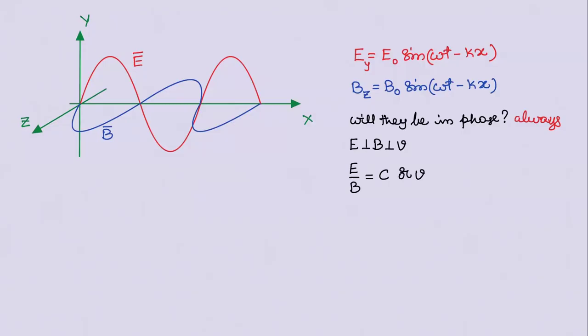Observe in terms of direction, E cross B must be the direction of V. The cap means direction only we have to take. Electric field you take, magnetic field you take. If you take the cross product, E cross B will be like this. That will be the direction of the wave. So that means if the wave is traveling in the negative x-axis, then B must be the other way, or E must be the other way, right?